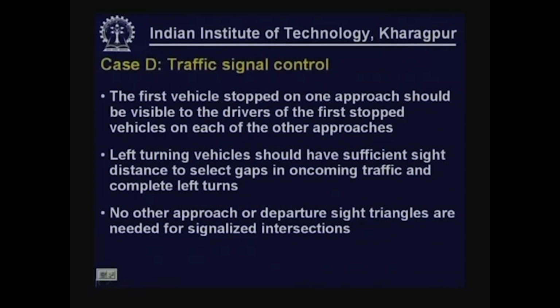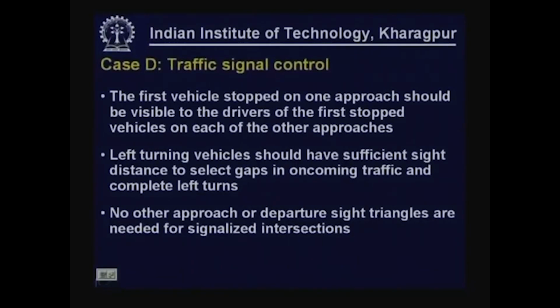we are saying this considering the US convention of driving. In Indian conditions, this is actually the right turn. So, left turning vehicles should have sufficient side distance to select gaps in oncoming traffic and complete the left turn. This is the additional consideration that may be taken. No other approach or departure side triangles are needed for a signalized intersection.